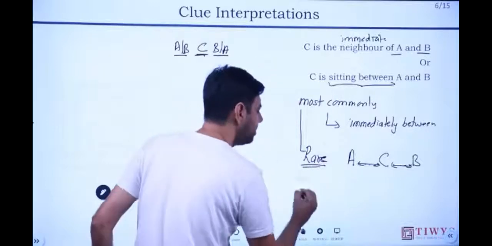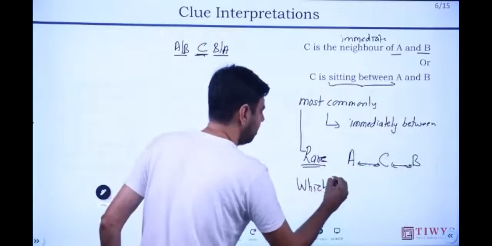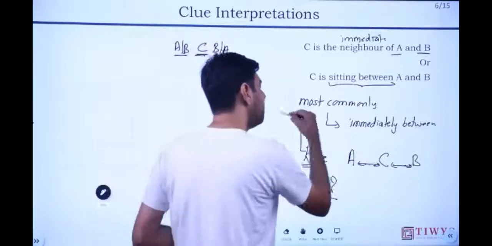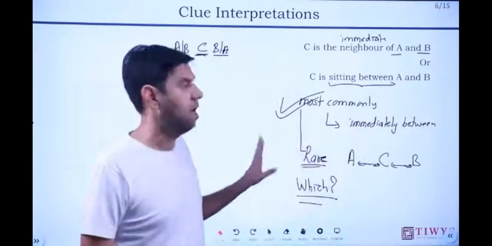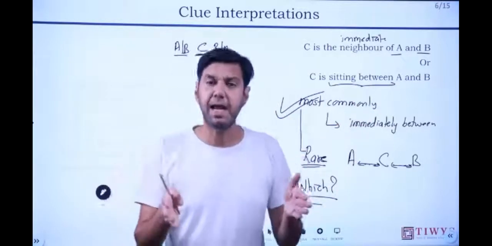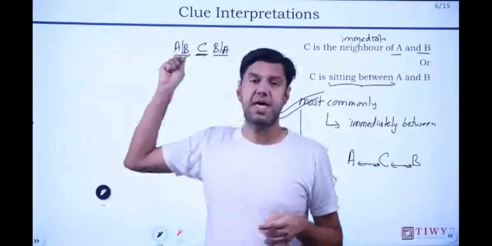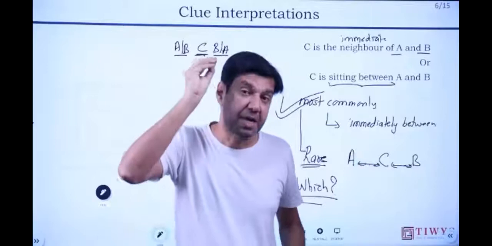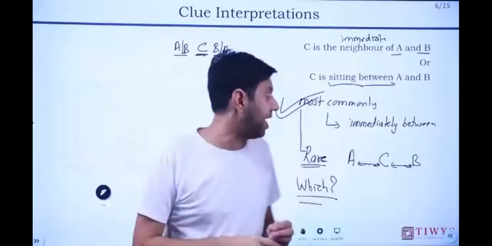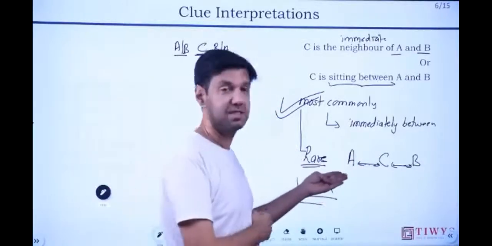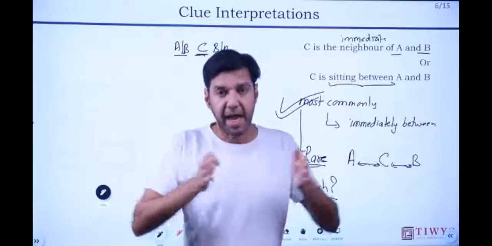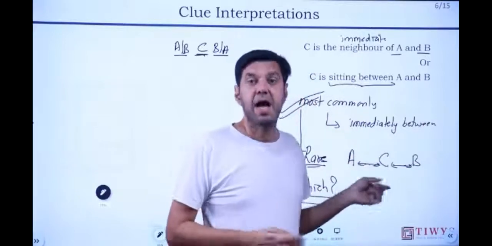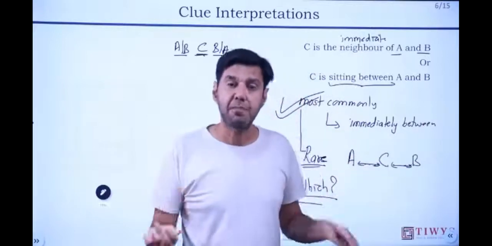Now, which of these two does the author mean, students? I really don't know. I would say this is the most common meaning. So when I say sitting between A and B, I would take it exactly like this, but I will keep a 1% chance in my mind that it might also mean something like this, where A and B are somewhere far, but C is in the middle. But I really don't know what the exact question paper said.